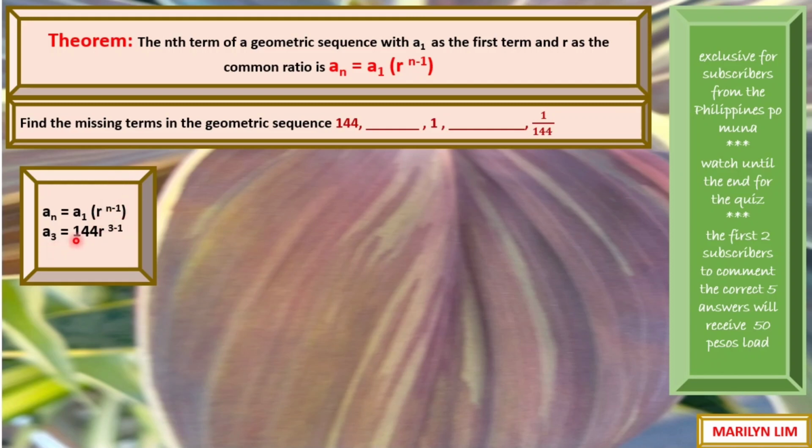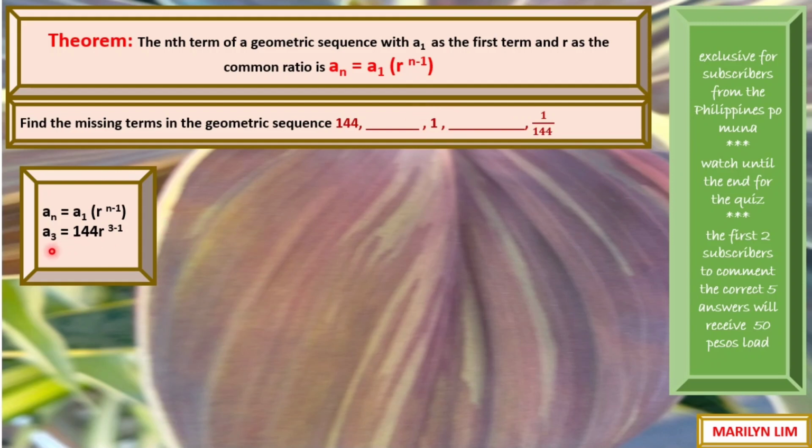So why only a sub 3? Because we are given this, a sub 3, since it is our third term. So we will use the given, the first term, to find our r. So remember that one and don't get confused. Why did we use the first term? Because it is already given. We are looking for something missing, so what we will use is the given.